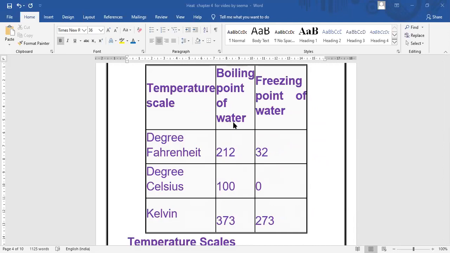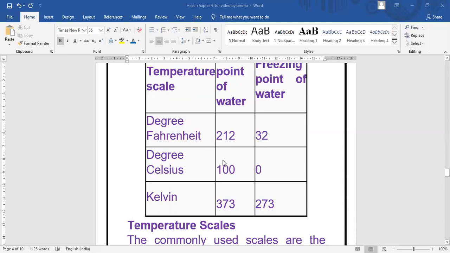Now, you can see in this table the different temperature scales. This is the boiling point of water and freezing point of water. In the Fahrenheit scale, the boiling point of water is 212 degrees Fahrenheit and the freezing point of water is 32 degrees Fahrenheit. In degrees Celsius, the boiling point of water is 100 degrees Celsius and the freezing point is 0 degrees Celsius. In the Kelvin scale, the boiling point is 373 Kelvin and the freezing point is 273 Kelvin. These are the various scales we use for measuring temperature.